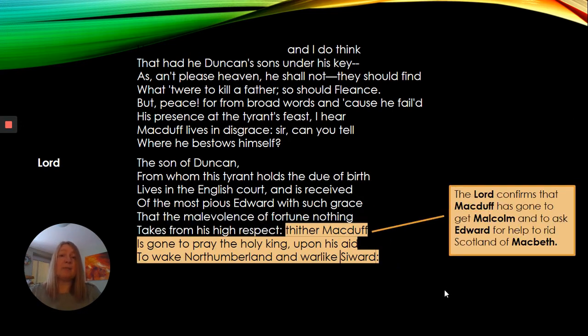And the Lord confirms that this is where Macduff has gone. And what makes this more important is that Macduff hasn't just gone to get Malcolm. He's trying to get King Edward and the English army to join with them to get rid of Macbeth. And so we've got this growing sense that justice is gathering and is going to be served on Macbeth. The whole of England is now working against him. So even with all his skill as a soldier, Macbeth's chances are not looking good at this point.